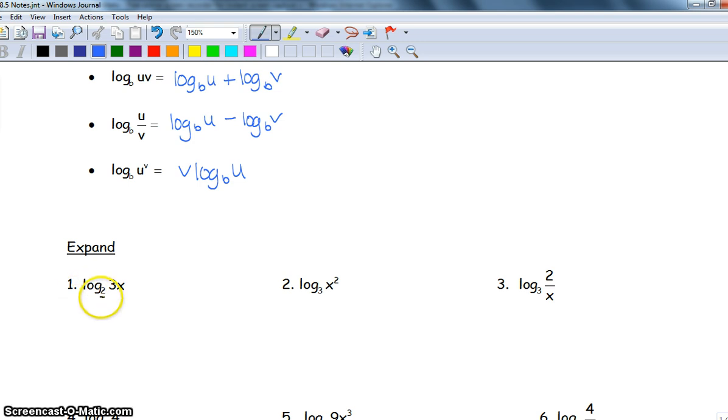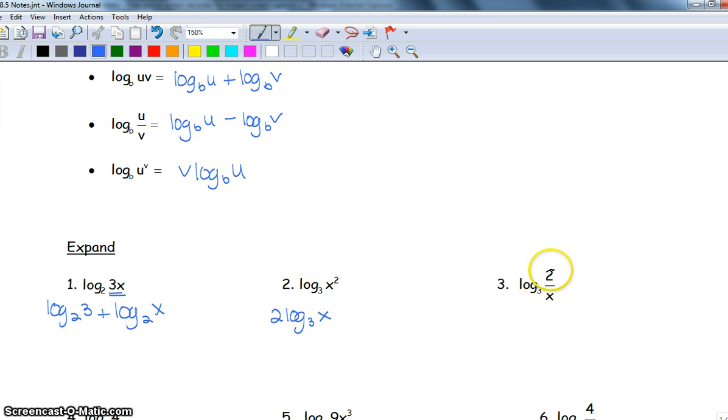So I've got log base 2 of 3x. So the first property, I was multiplying, and to separate it I use addition. So this is going to be log base 2 of 3. I've got 2 pieces in here, so I'm going to have 2 pieces in my answer. Log base 2 of x. When I look at number 2, I've got log base 3 of x squared. I look at my 3 properties. I have my last property here where I'm raising something to an exponent. I bring that exponent out front so it becomes 2 times log base 3 of x.